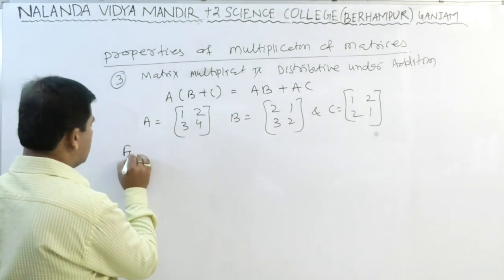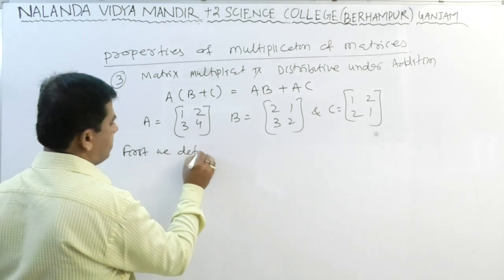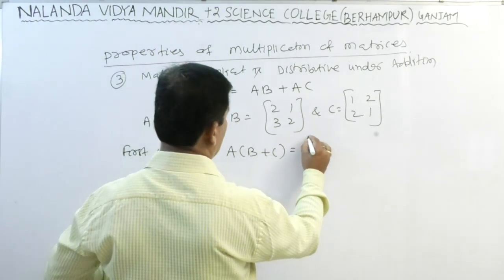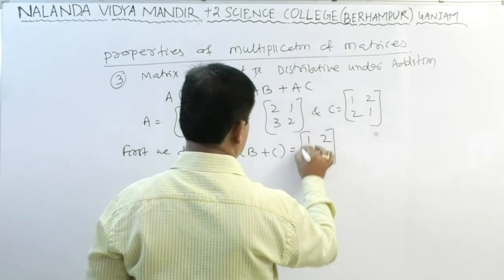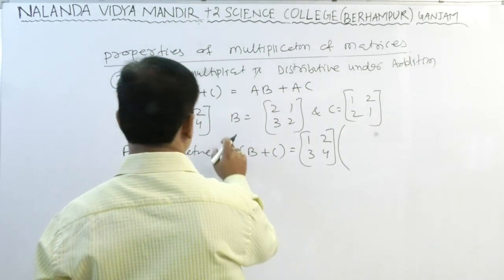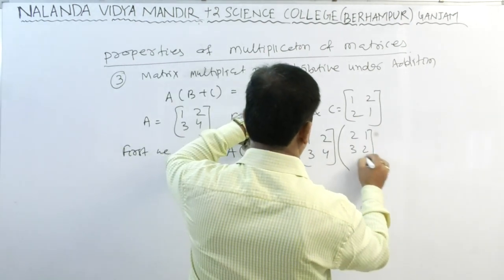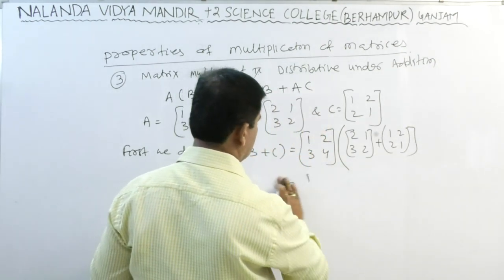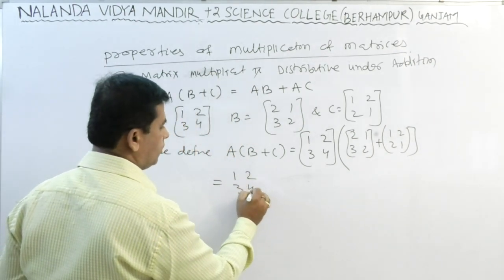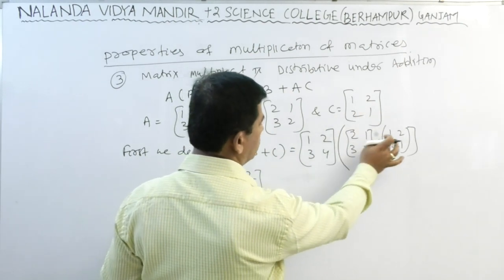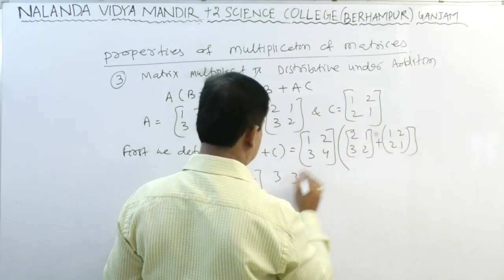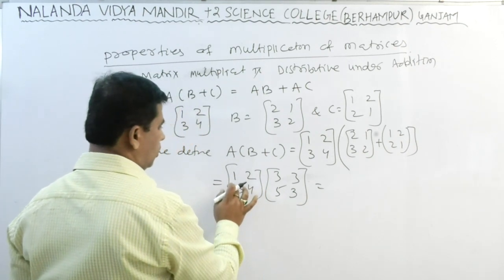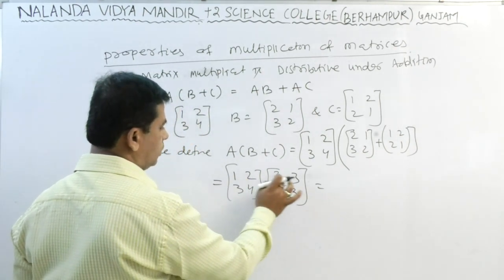Now first define A into (B plus C). A means 1, 2, 3, 4, into B plus C, which is 2, 1, 3, 2 plus 1, 2, 2, 1. This is equal to 1, 2, 3, 4 into 3, 3, 5, 3, since 2 plus 1 is 3, 1 plus 2 is 3, 3 plus 2 is 5, 2 plus 1 is 3. Now we want to multiply A with B plus C, this into this.